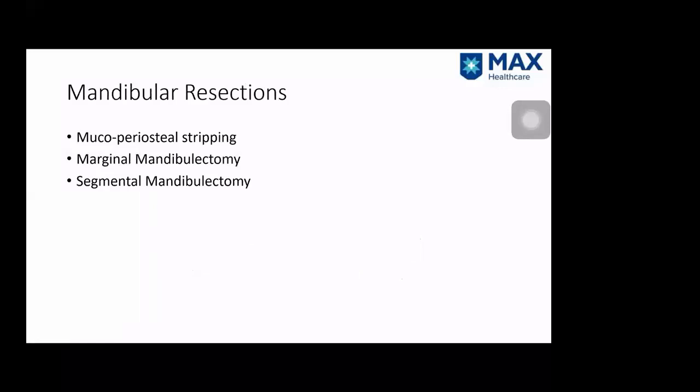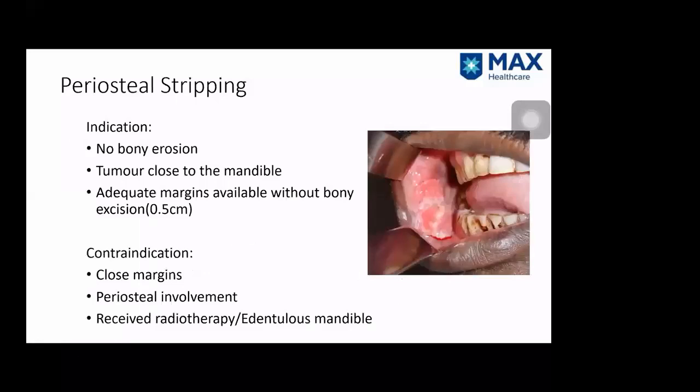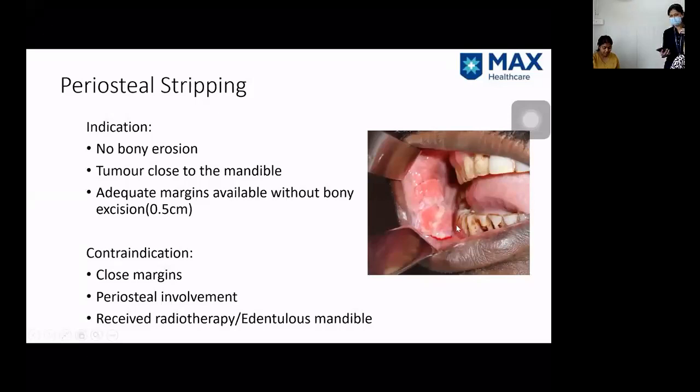Now, talking about mandibular resections, they can be mucoperiosteal stripping, though it's not a mandibular resection, but we need to be aware of it. As for tumors which are approaching the mandible, in them many times we need to do mucoperiosteal stripping. The other options are marginal mandibulectomy and segmental mandibulectomy. Like you can see in this patient, the growth is there in the buccal mucosa. It is coming close to the gingival sulcus. But if we just strip off this mucosa, we will be able to get at least 5 millimeter margins from the mandible. So adequate margins are possible without taking out the mandible.